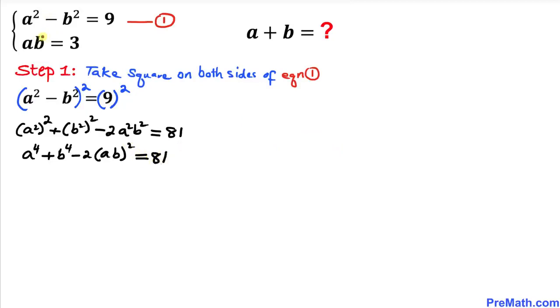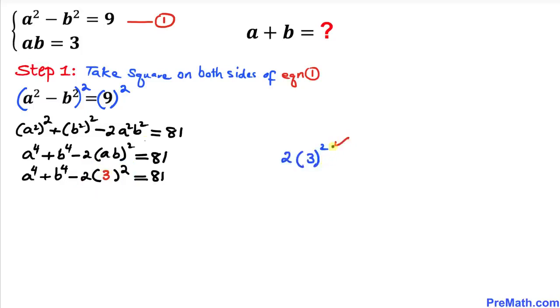And now we know that a times b is 3. So I'm going to replace this a times b by 3. And here in the next step, I replace this a times b by simply 3, and the rest is the same. And now let's focus on this part, 2 times 3 power 2.